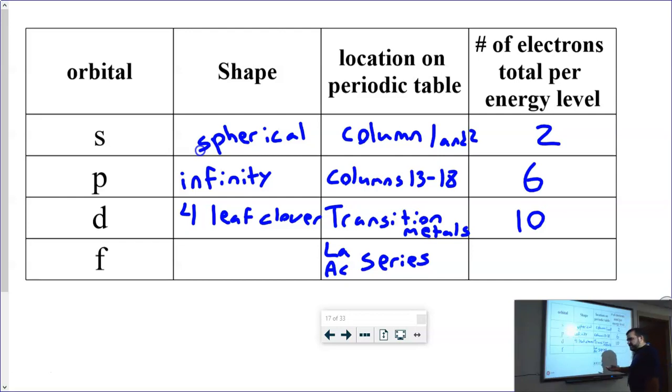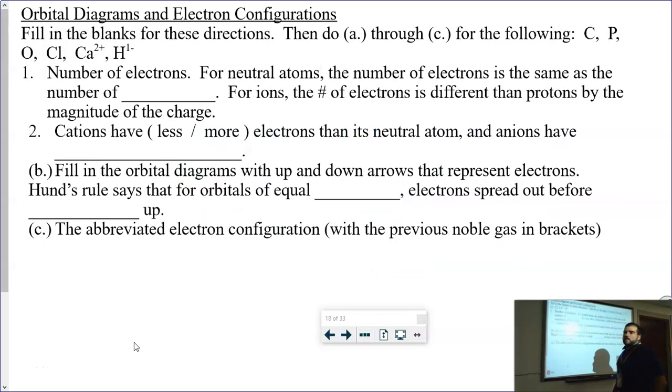F orbitals: a set of F orbitals is a total of 7 orbitals. Each orbital can hold 2 electrons, which means we have a total of 14 electrons.